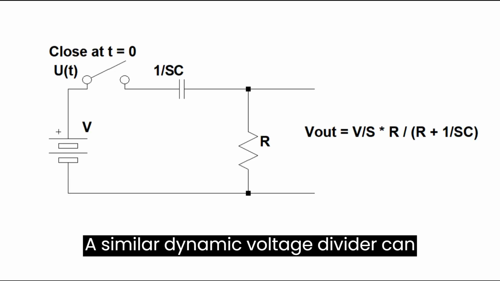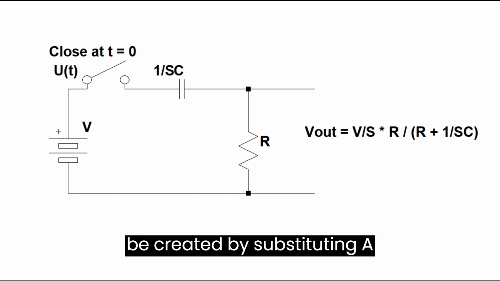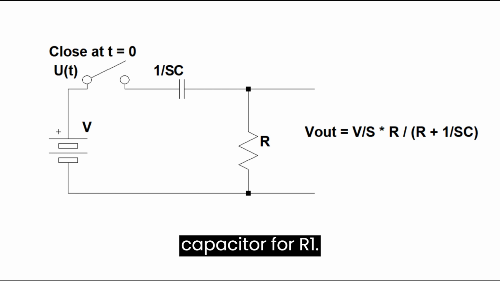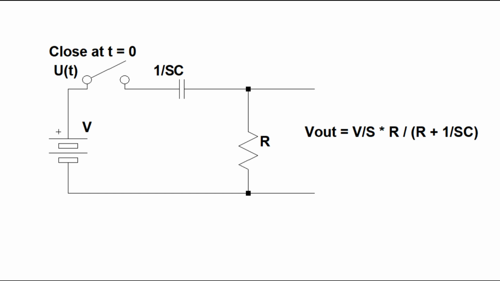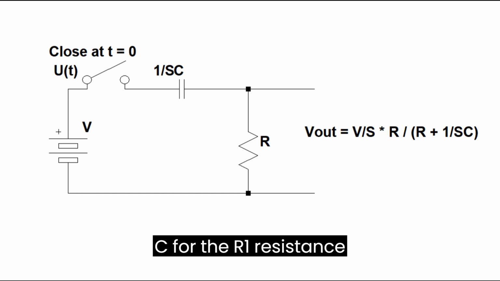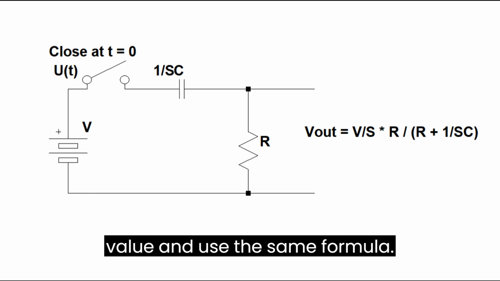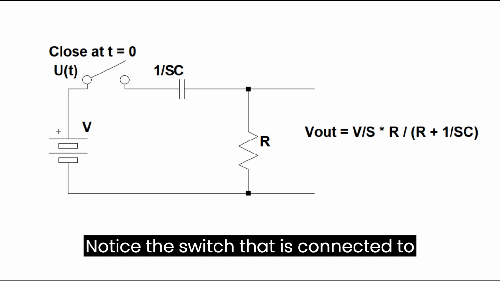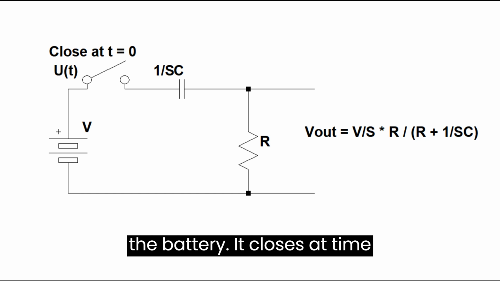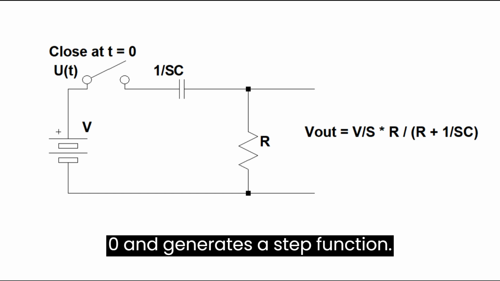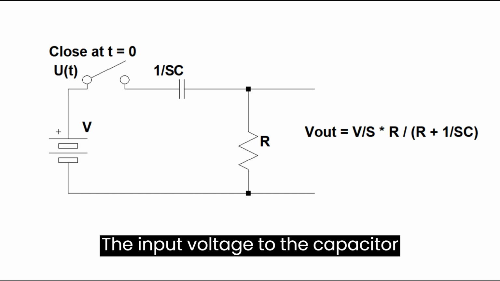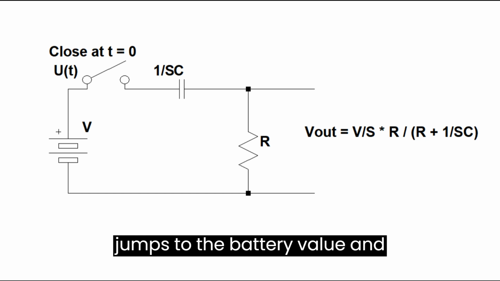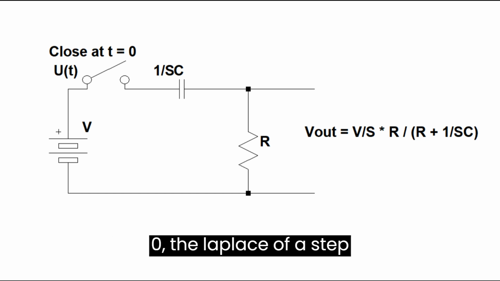A similar dynamic voltage divider can be created by substituting a capacitor for R1. Substitute 1 divided by SC for the R1 resistance value and use the same formula. Notice the switch that is connected to the battery. It closes at time 0 and generates a step function. The input voltage to the capacitor jumps to the battery value and remains there after time 0.